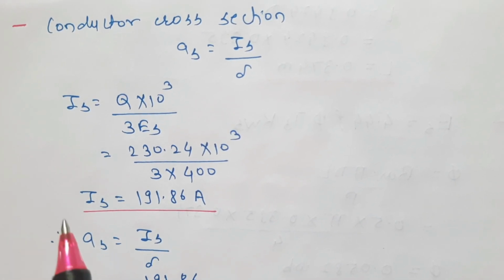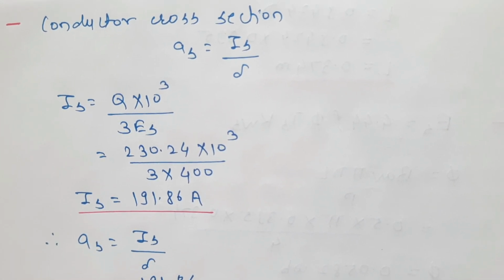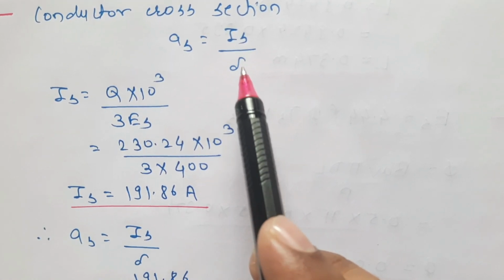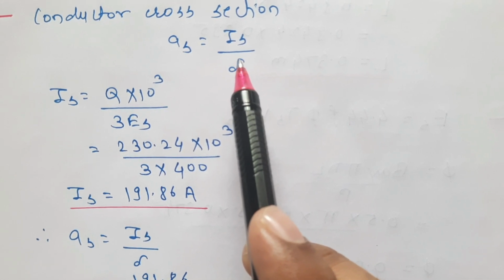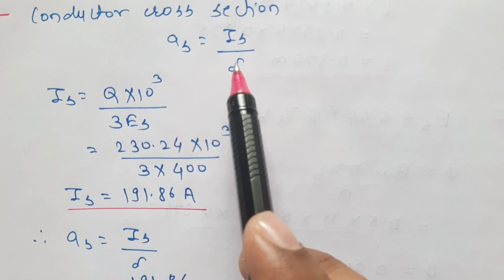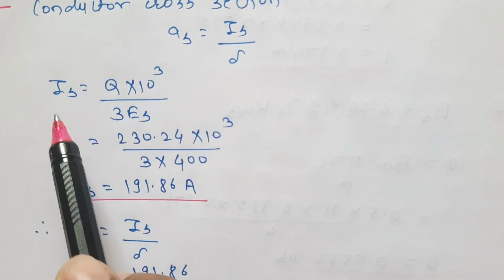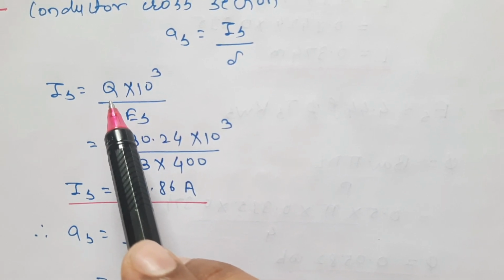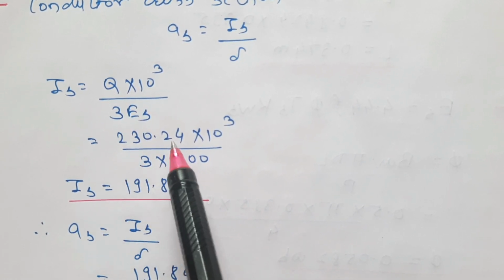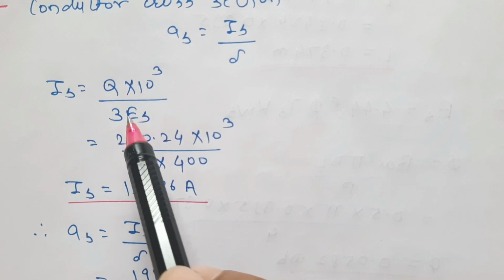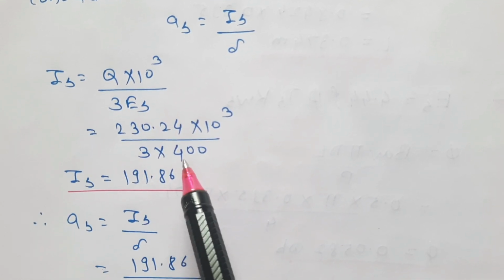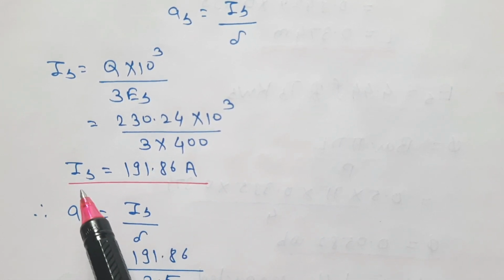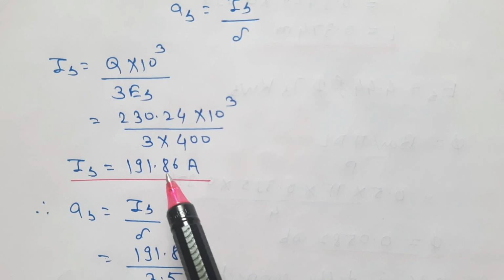Now we have to find cross sectional area of conductor. The relation for cross sectional area of conductor AS is equal to IS divided by delta, that is stator current divided by current density. In this problem we don't know the value of stator current IS, but we can find it by using the relation IS is equal to Q into 10 to the power 3 divided by 3 into ES. In our first step we already found the value of Q, that is 230.24 into 10 to the power 3 divided by 3 into ES, that is 3 into 400 volt. 400 volt is in the given data, that is voltage. Therefore IS, stator current, is equal to 191.86 ampere.